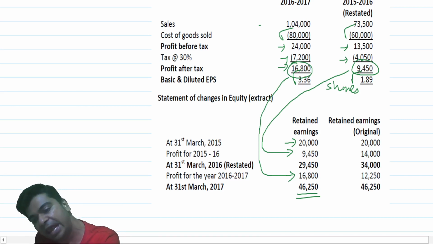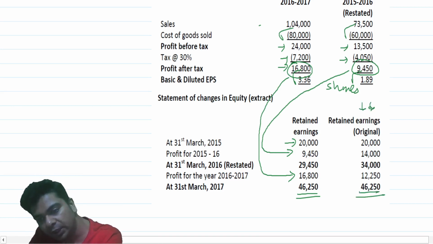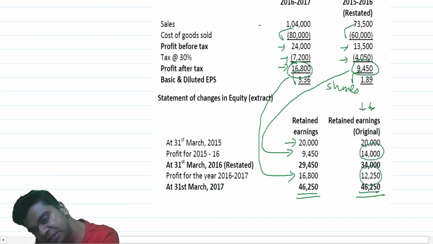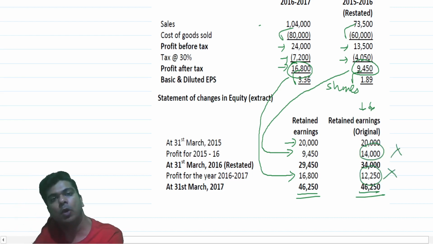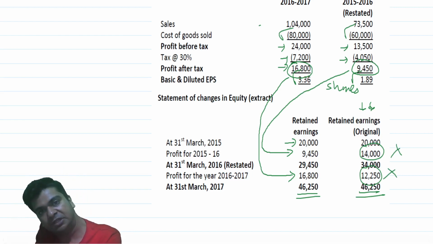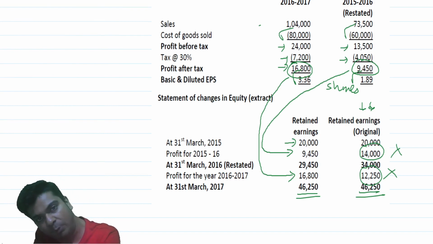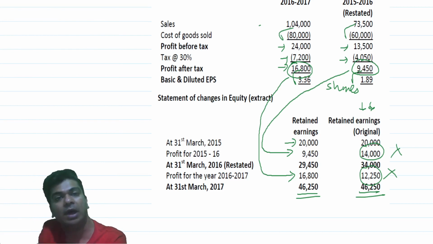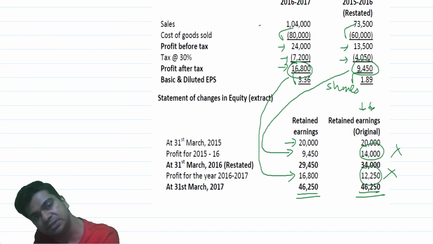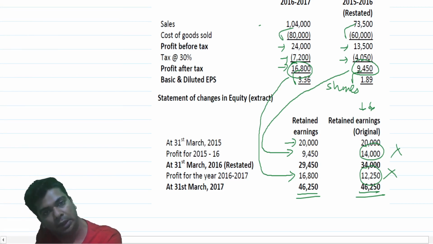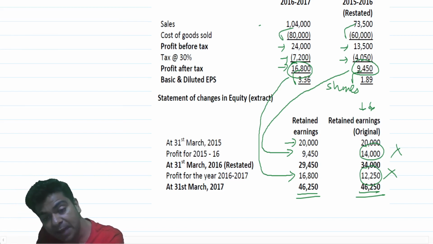If you had not done any rectification of error, still the profit will remain 46,250 only. Okay, individual profits will turn out to be incorrect, but the overall profit will be the same because it is the same item which is increasing and decreasing by 6,500. In 1 year, I am reducing the opening inventory by 6,500 and in 1 year, I am reducing the closing inventory by 6,500. And that is the reason eventually there is no impact on the profit.